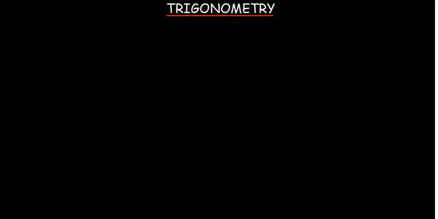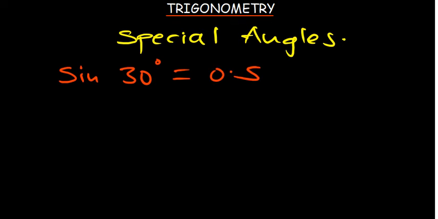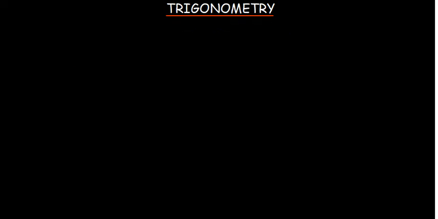Another important aspect that we need to understand is what we call special angles. Special angles are the angles for which you know the actual value. For example, we do know that sine 30 is equivalent to 0.5. So that's a special angle, because you know the result even without using a calculator. Let's look at some of the triangles that can help us remember all these special angles.